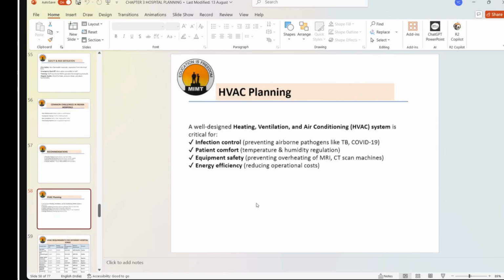All these components help in creating such an environment where the infection proneness is going to be reduced. There is very little chance of infection, and at the same time it also helps in the recovery of the patient if the correct temperature, correct ventilation, and correct lighting are maintained, because everything affects the recovery of the patient.